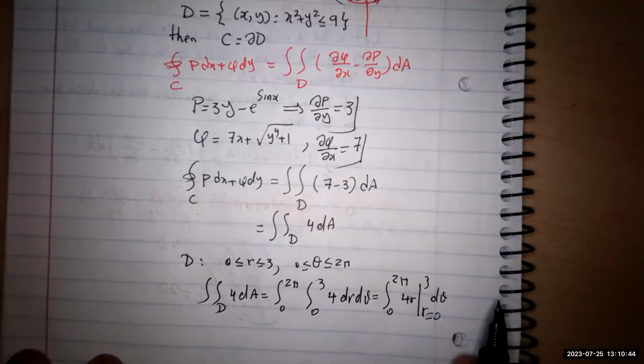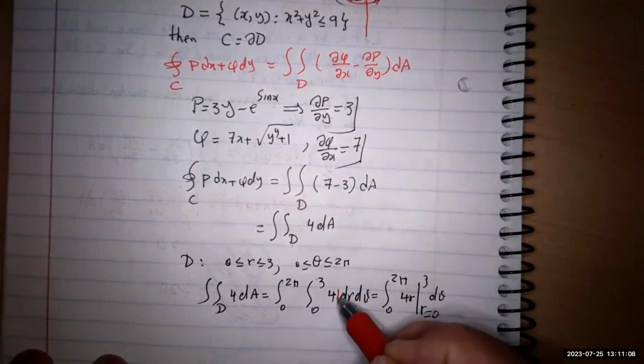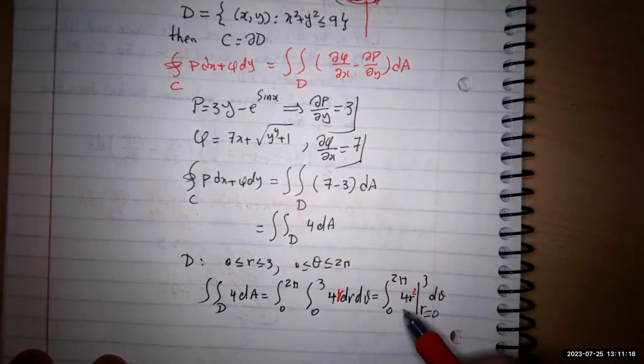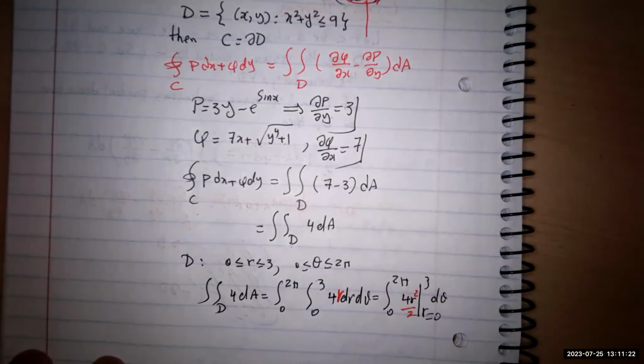Did I integrate it or not? Yes, I did for r. Did I miss anything? Yes, I did. You know that when you do polar coordinates, there is an extra r here. Remember, anytime you do the Jacobian, the Jacobian for polar coordinates is r, so that's going to be 4r dr. So I integrate 4r squared over 2, which is going to be 2r squared.